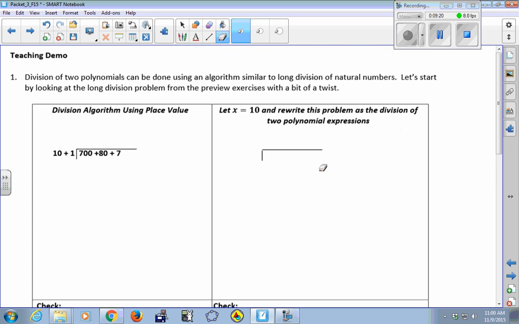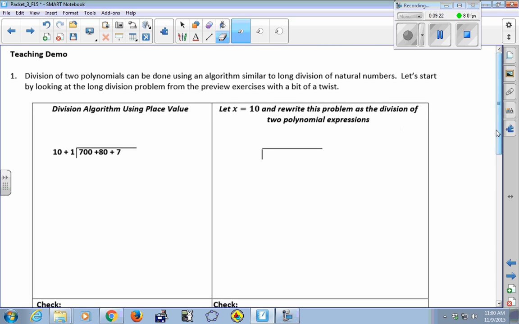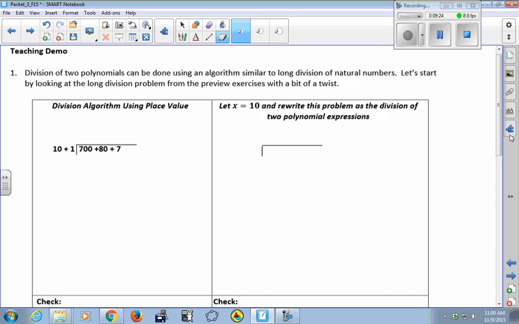All right, so this is where we're going today. The division of 2 polynomials can be done with a long division algorithm very similar to the one we use for numbers. Okay, so let's take a look. I'm going to take the same problem we just did, but we're going to look at it from a place value standpoint.